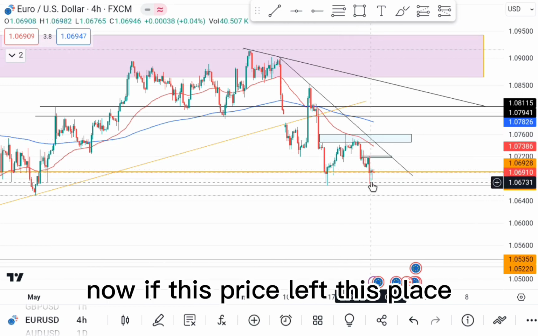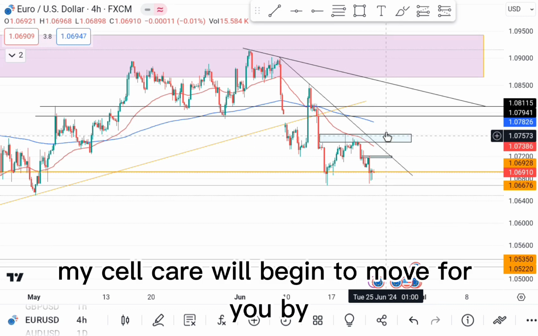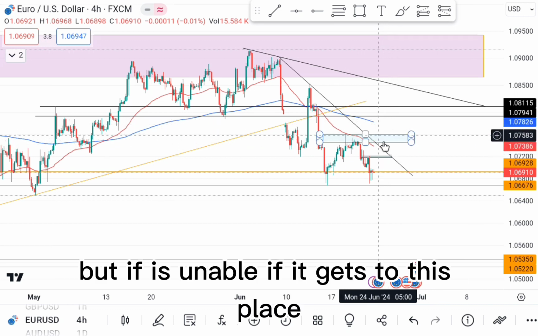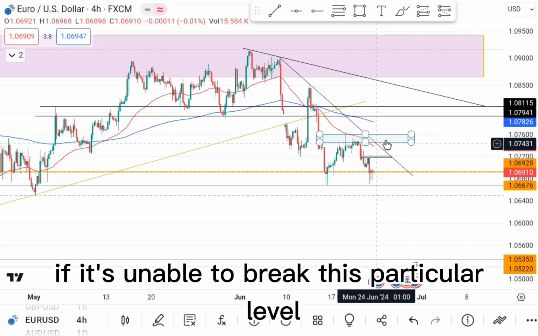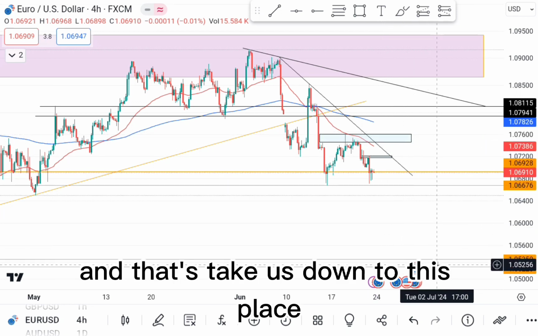If the price leaves this place and breaks this particular level that I drew here, we might say okay, we'll begin to look for a buy. But if it gets to this place and is unable to break this particular level, then from here we'll look for a sell, and that sell will take us down to this place.